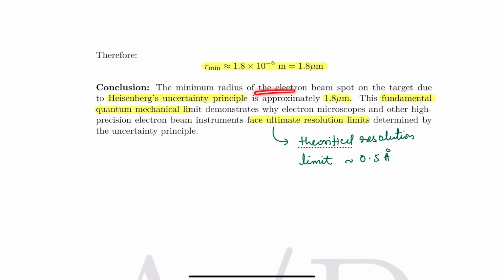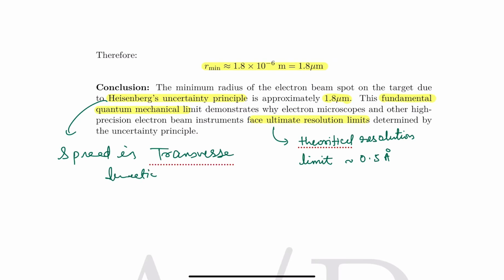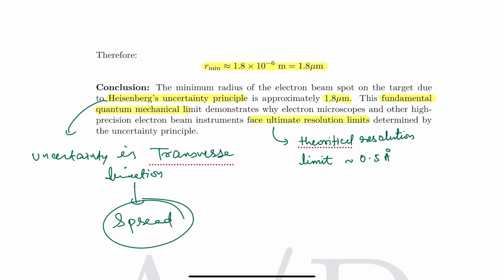So the minimum radius of the electron beam spot on the target, due to Heisenberg's uncertainty principle, is because there is a spread in the transverse direction as well. So the electron beam will spread, not spread, but uncertainty. The correct word is uncertainty. This is what we were required to calculate, that is the radius. So that spread is approximately 1.8 micrometer.